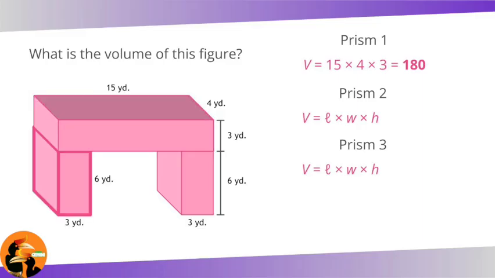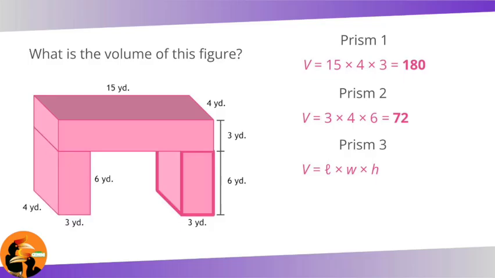Let's look at the second prism. The length is 3. The width here isn't labeled, but we can see the prism has the same width as our first prism, so the width is 4, and the height is 6. 3 times 4 times 6 is 72. So this volume is 72 cubic yards.